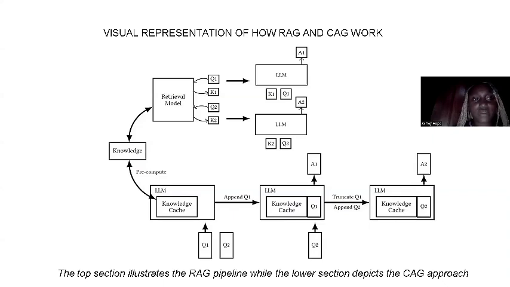Now, let's say a second query, Q2, arrives. Instead of fetching knowledge externally, the system first checks the cache to see if relevant knowledge is already stored. If Q1 is no longer needed, it is truncated to make room for Q2, as we can see here. This helps the cache memory to be efficient while ensuring quick access to the most relevant information. So by doing this, the model generates responses A1 and A2 quickly without any redundant retrieval steps.